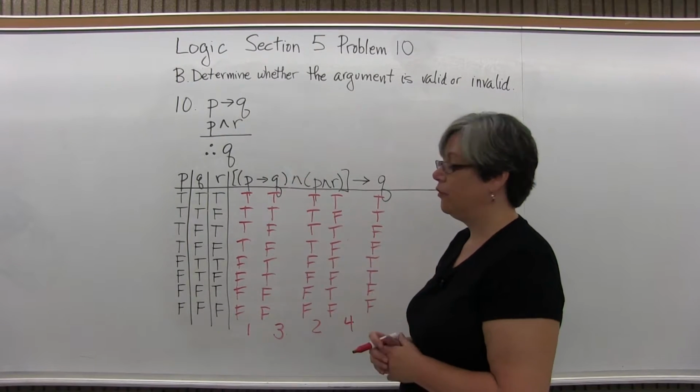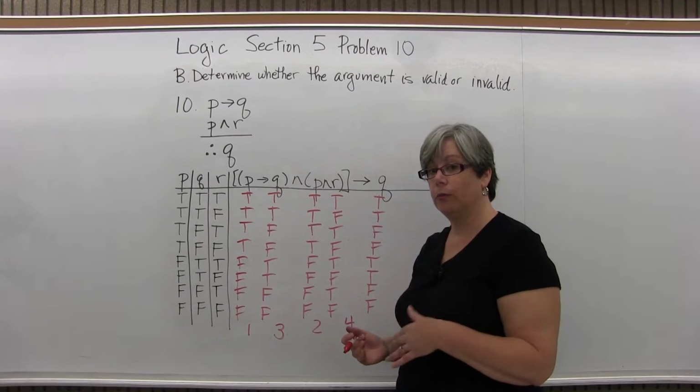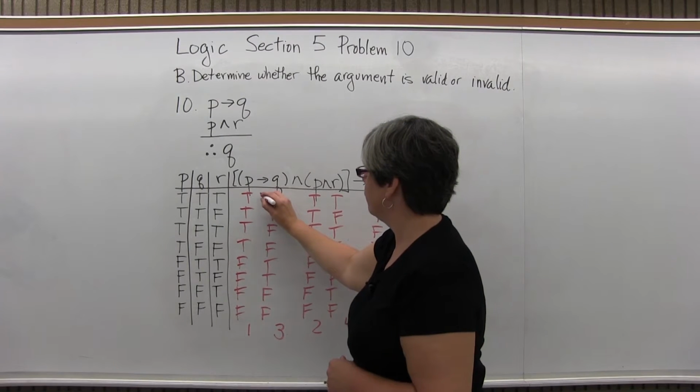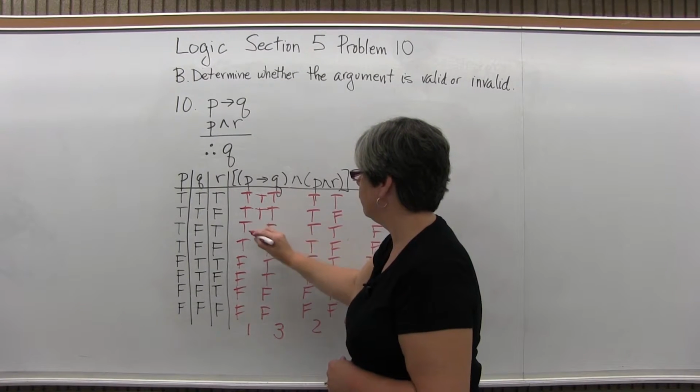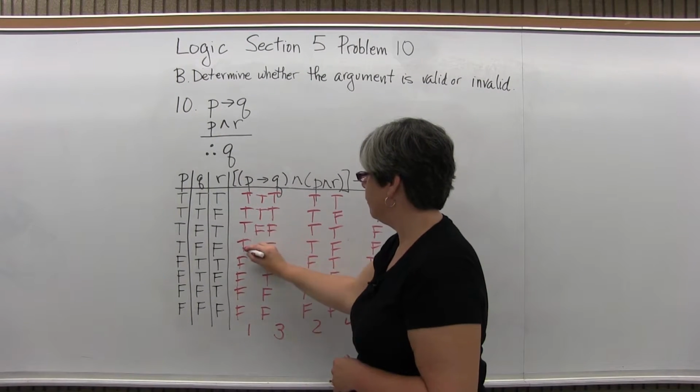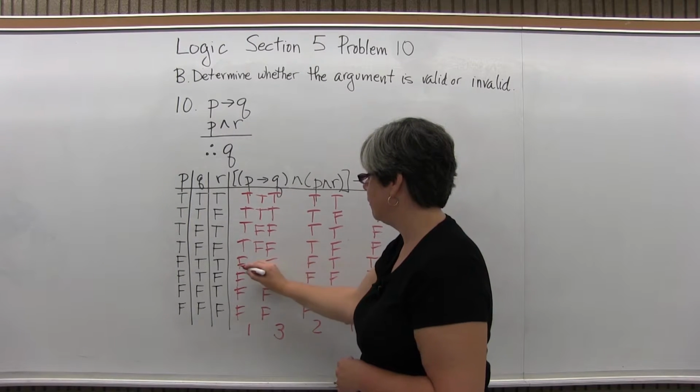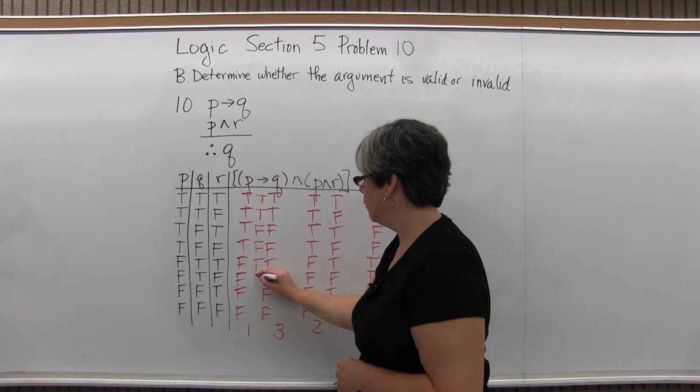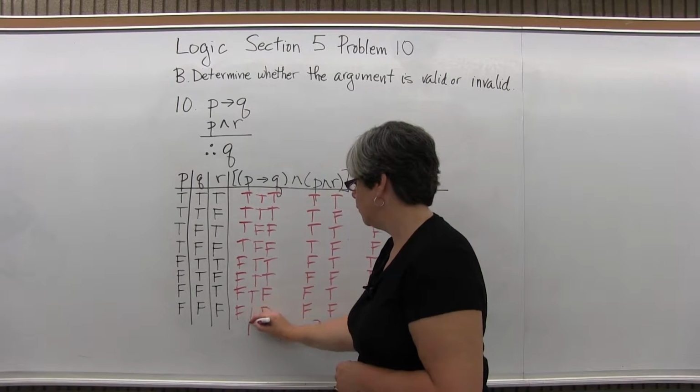Begin with the P implies Q. We know that's only false when true implies false. True implies true is true. True implies true is true. True implies false is false. True implies false is false. False implies true is true, and true, and true, and true.